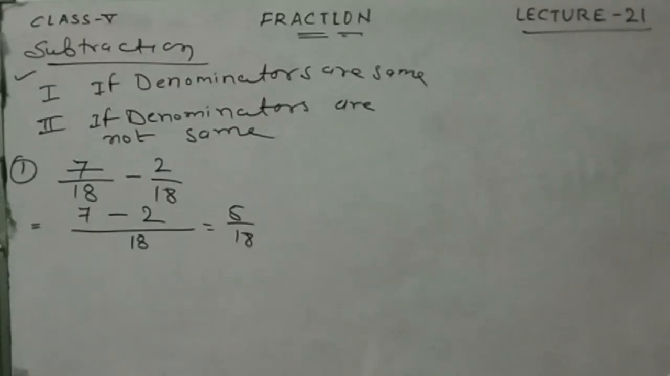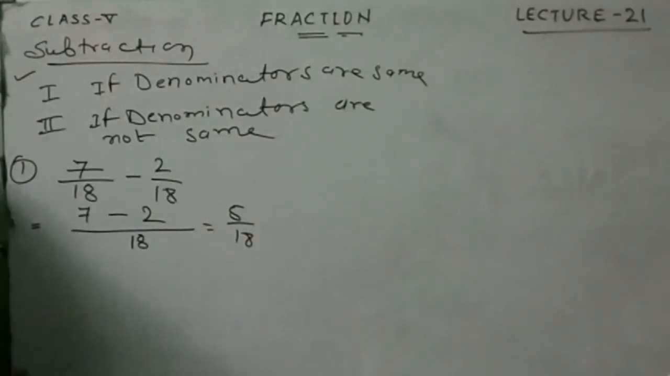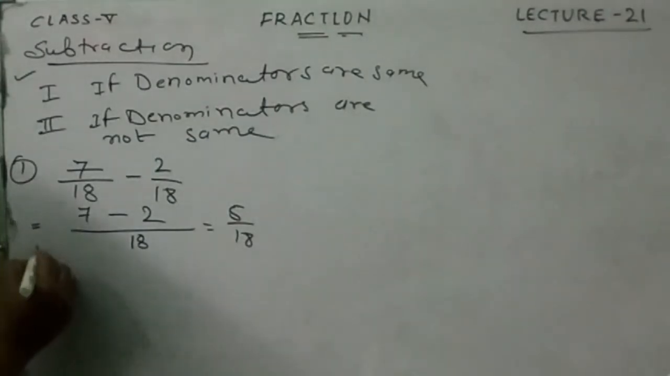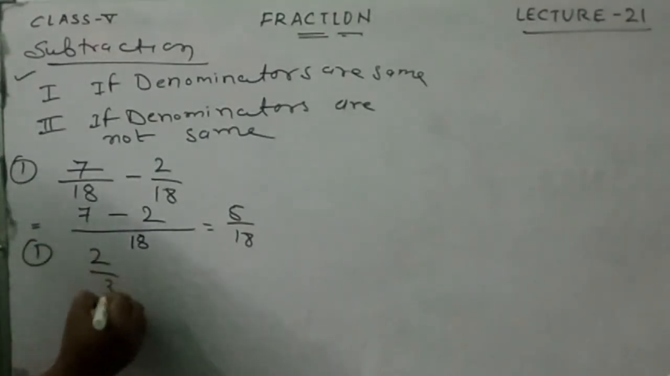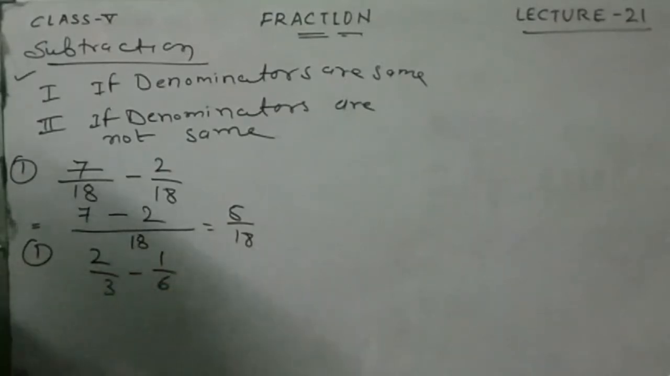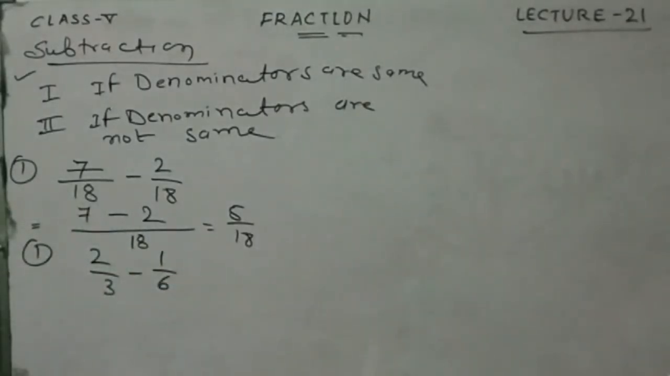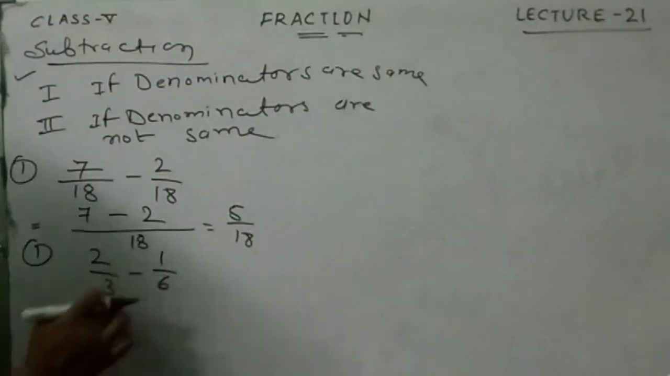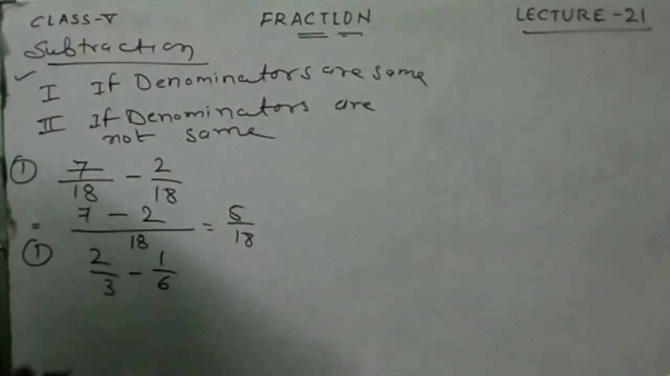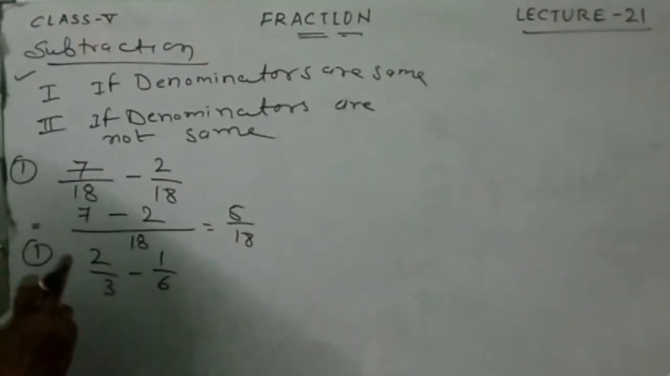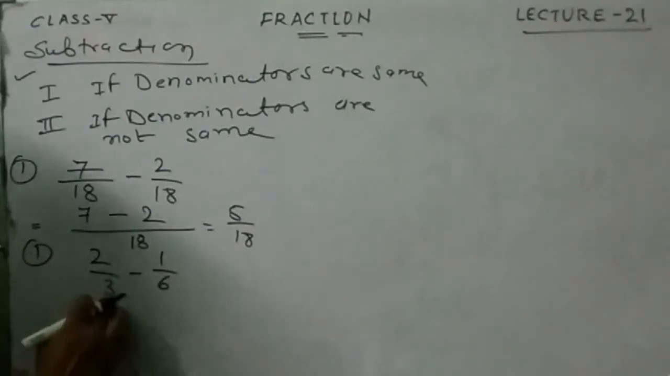See, subtraction, if both the denominators are not the same, what do we have to do? First question is 2 by 3 minus 1 by 6. Here both the denominators are not the same. So the first process I will explain: we have to take the LCM of 3 and 6.